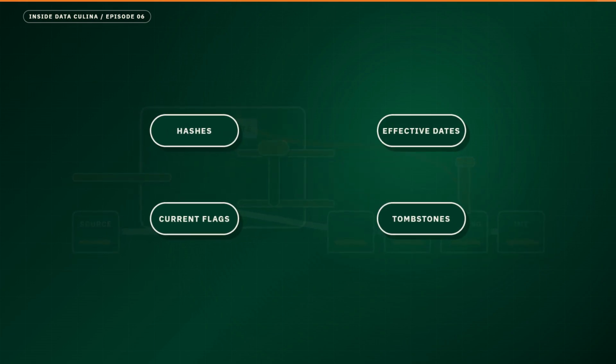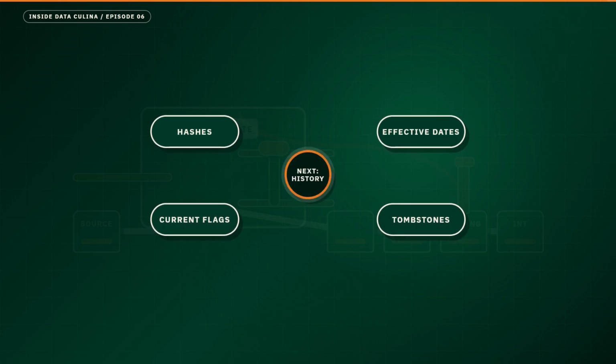Next, we'll see how SCD2 turns controlled inputs into history, with hashes, effective dates, current flags, and tombstones.